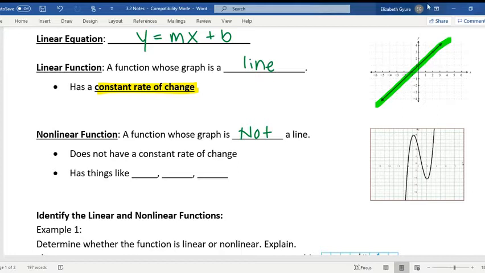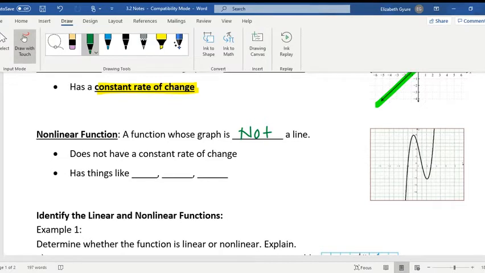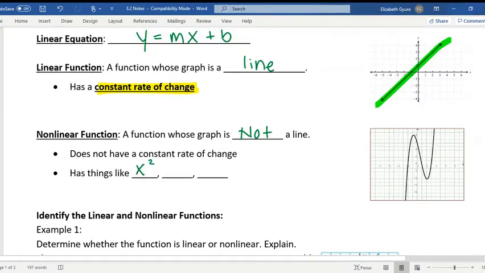If you're looking at a graph, a nonlinear function is simply going to be one that's not a straight line, right? But what if you have an equation? What if it gives it to you in written form? What are things you should look for? Well, if your equation has things like exponents, like an x squared or an x cubed or an x to the fourth, that's not going to be linear.